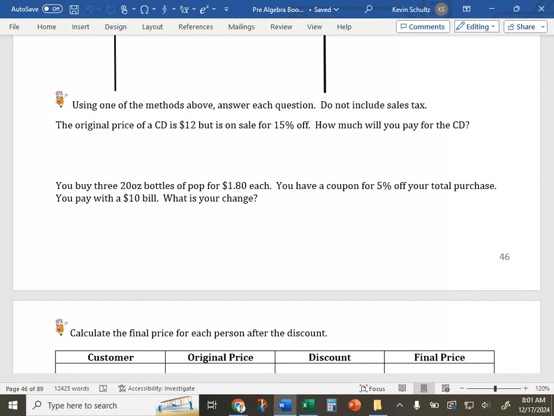You buy 3 20-ounce bottles of pop for $1.80 each. You have a coupon for 5% off your total purchase. You pay with a 10. What is your change? So kind of multiple steps here, but still you're decreasing by an amount.